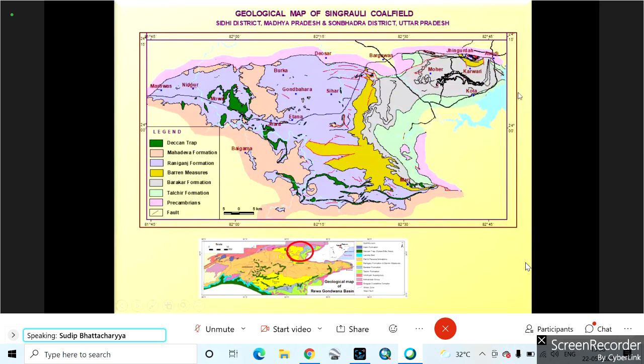Here also we are getting the cross faults. Not all are marked over here. This is an old map, so all those faults are not marked over here.